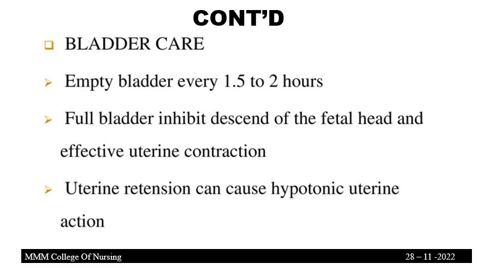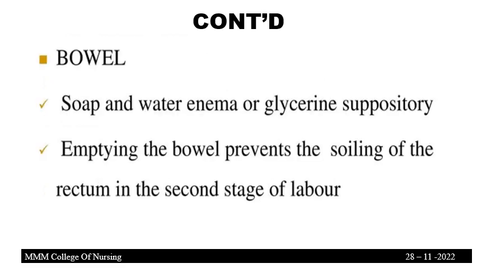And bladder care: empty the bladder every 1.5 to 2 hours. A full bladder inhibits the descent of the fetal head, which I said already, and effective uterine contraction. So this full bladder inhibits the whole labor process. So we have to always make sure the bladder is empty, and urinary retention can cause hypertonic uterine action. Because of the full bladder, it will affect the third stage also, because the uterus will not contract properly during the third stage, which sometimes may lead to postpartum hemorrhage.